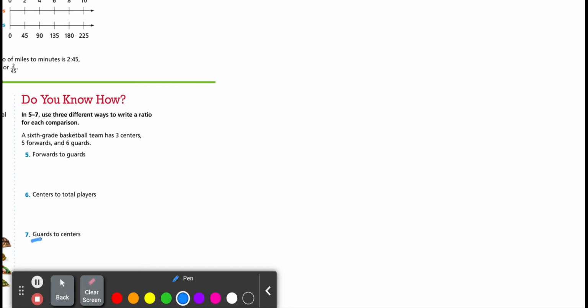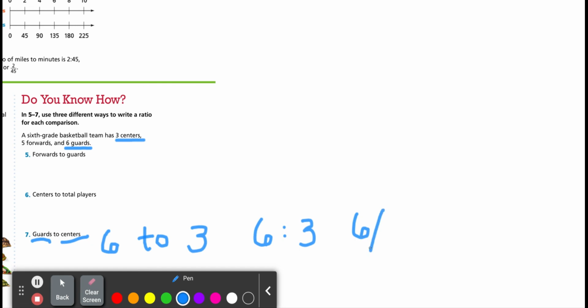Okay, the number of guards to centers. So go back into the word problem. How many guards are there? How many centers are there? So which is the correct ratio for guards to centers? It would be 6 to 3, which could also be written as 6 to 3 and 6 to 3.